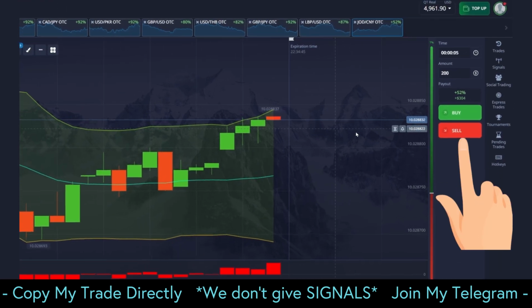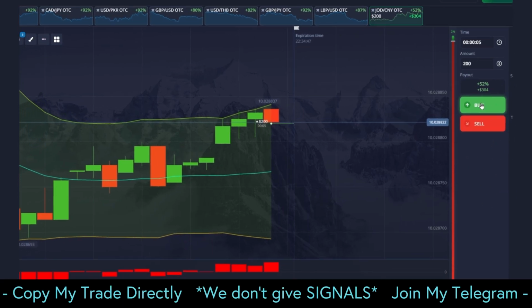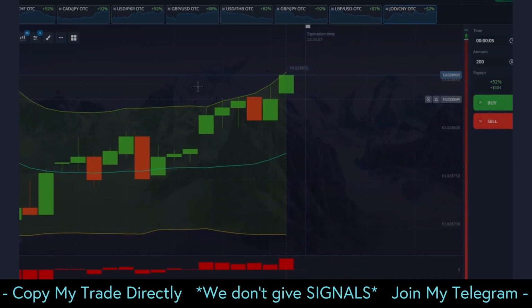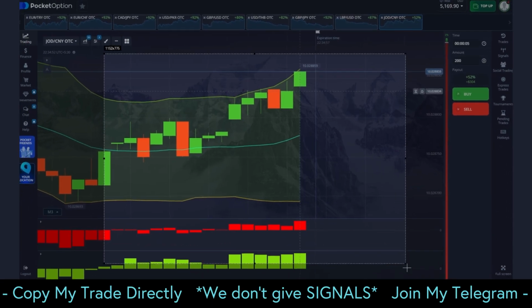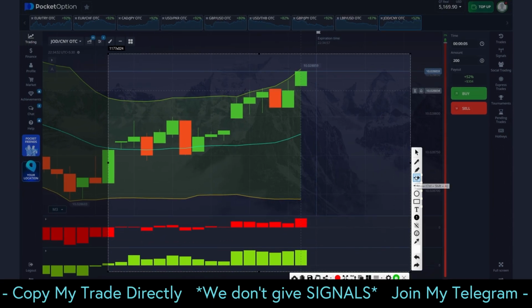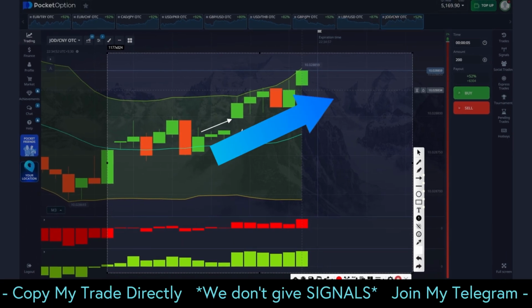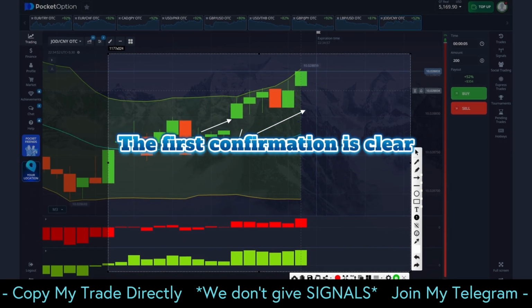So on this chart we can practice for up. That is why I am practicing a trade for up here, and you can see the result. Friends, why did I do this practice here? Let me explain by drawing. If you are looking carefully, the candles being formed in the market here are being formed above this midline. So it means that there is an uptrend here. The first confirmation is clear.